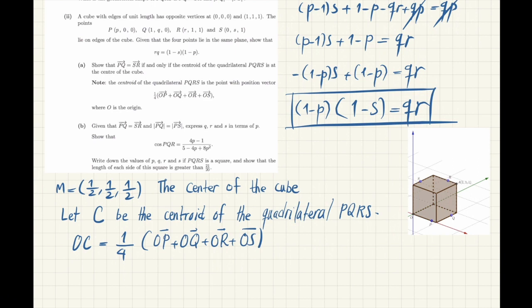Now what we are going to show. Part A, the first part of part 2, tells you to show that the vector PQ is equal to vector SR if and only if the centroid of the quadrilateral PQRS, it means that C, is at the center of the cube. So this is what we want to prove.